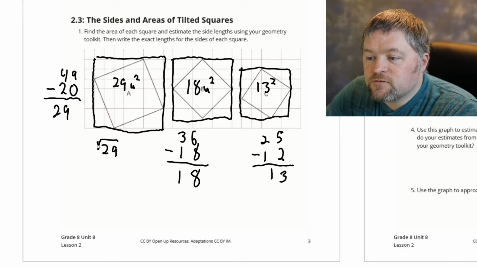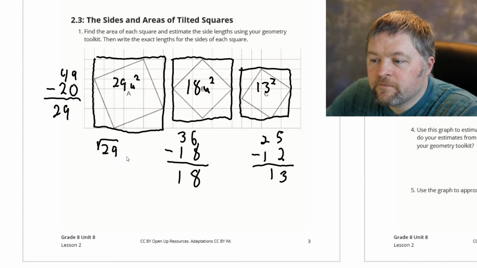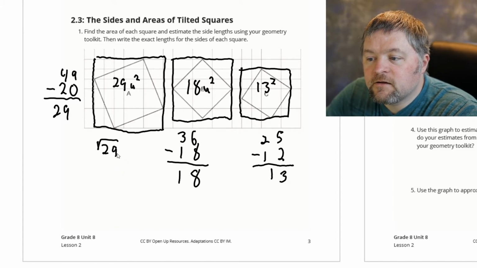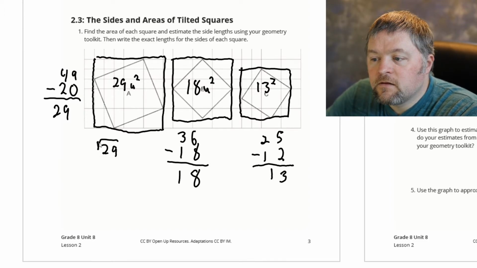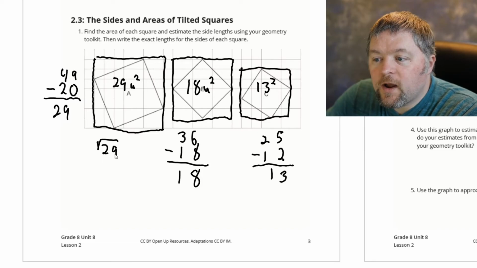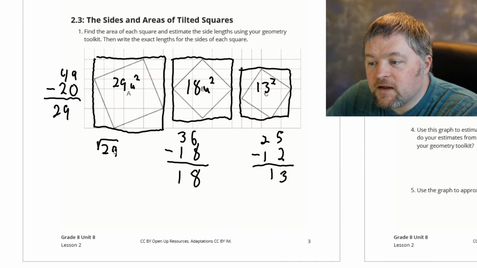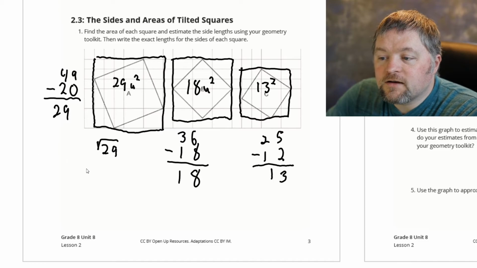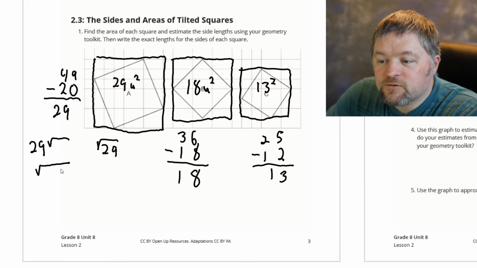The square root symbol looks similar to a division symbol. On your calculator, it will usually be right where the squared button is. And on your calculator, one thing to remember is we do not type in 29 and then the square root button. We have to type in the square root button and then 29.